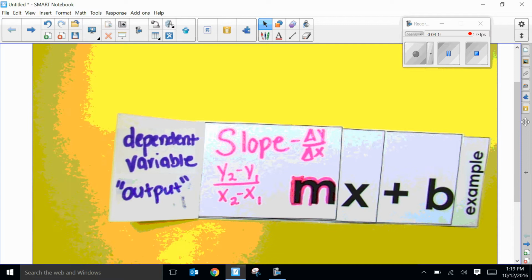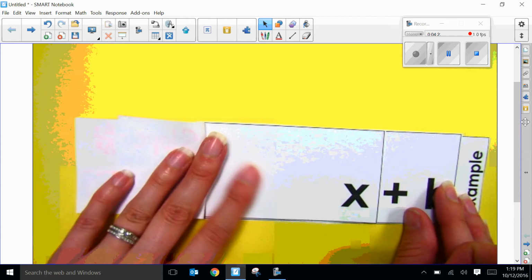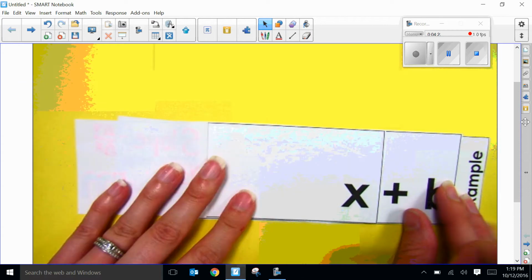Okay, and we take our slope and we multiply by our input, which is our x. Our x is our independent variable.